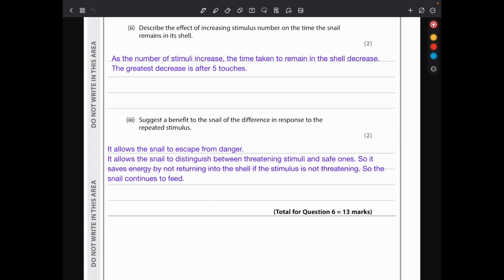Also, if it's threatening, then it can learn to run away or to escape. So I said it allows the snail to escape from danger, and it allows the snail to distinguish between threatening stimuli and safe ones. So it can save energy by not returning into the shell if the stimulus is not threatening, and then it can continue to feed.